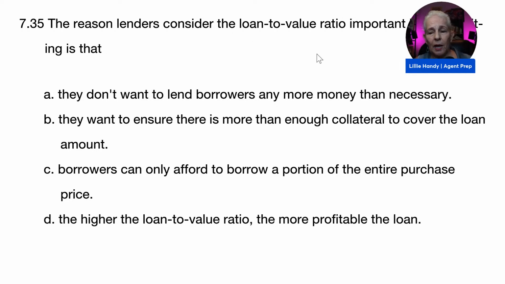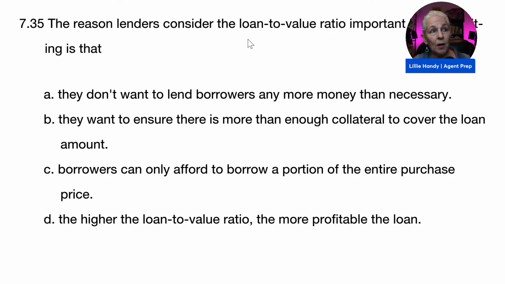So the loan to value, the loan is maybe 80% of the value of the property, meaning the borrower is putting down 20%. FHA, they're loaning 96.5%. The borrower is paying a 3.5% down payment. VA, it's 100% financing guaranteed by the Veterans Administration.